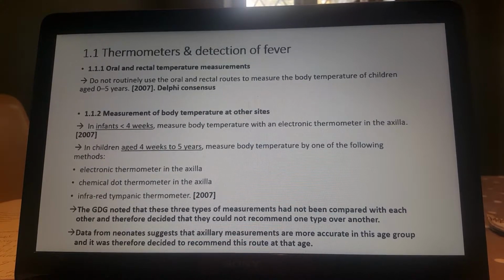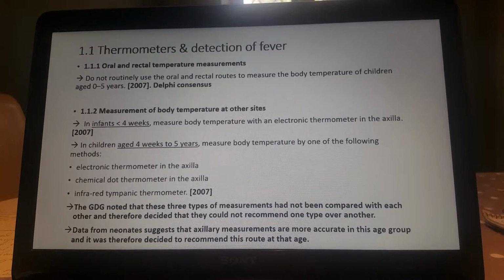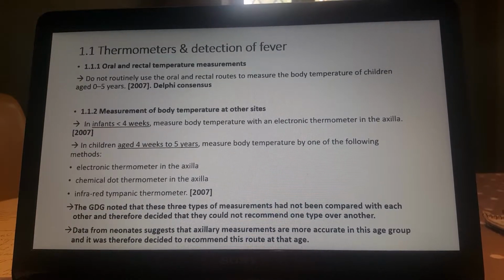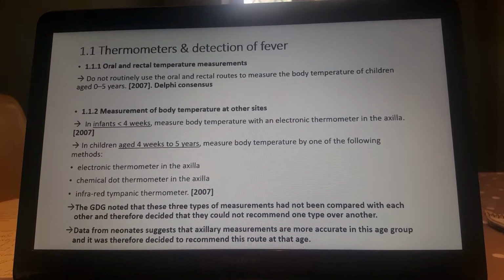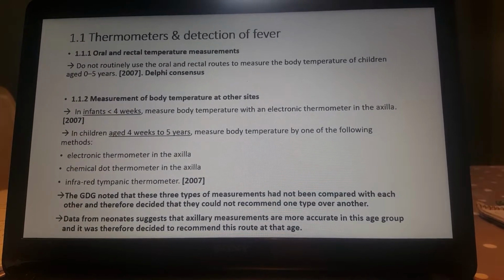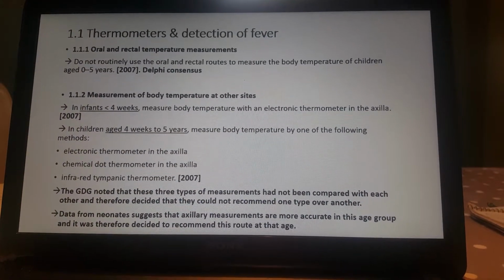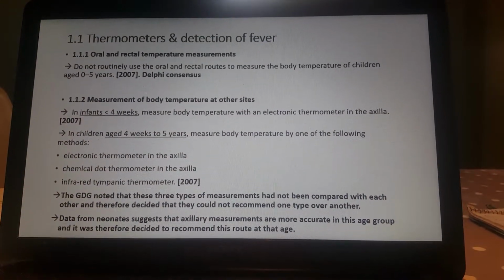They weren't able to give a specific recommendation on each of these 3, as there were no comparison studies available to recommend one type over the other. However, data from neonates does suggest that the axillary thermometer measurements are slightly more accurate, and therefore that's why they are recommended in that group.